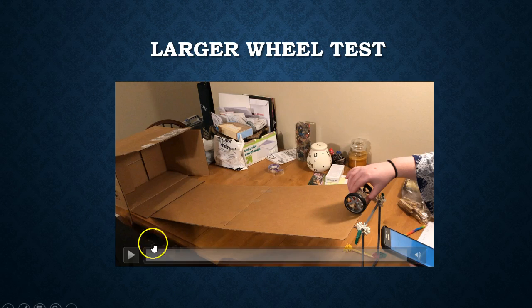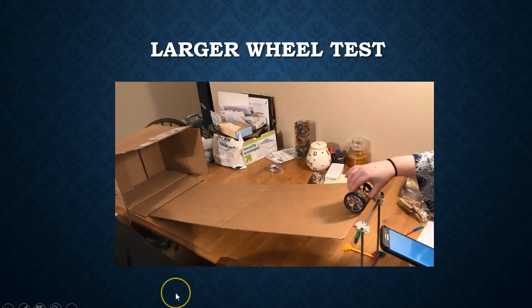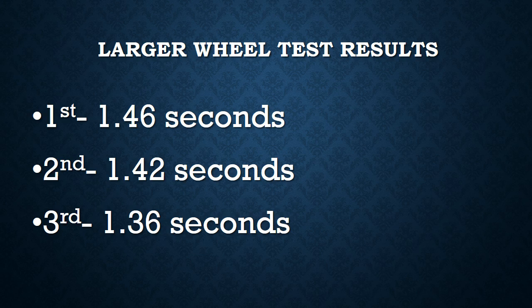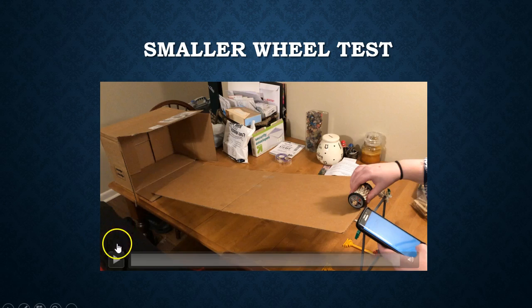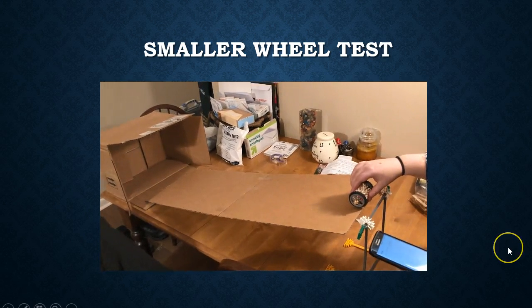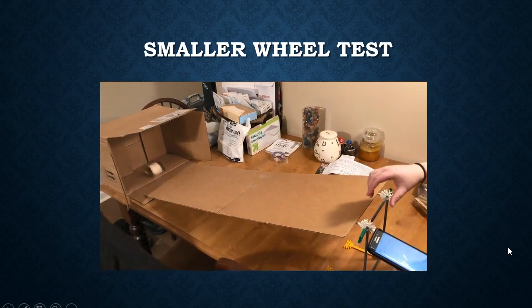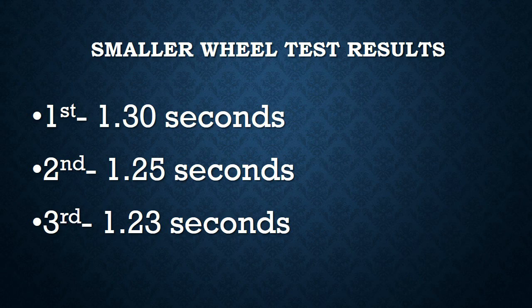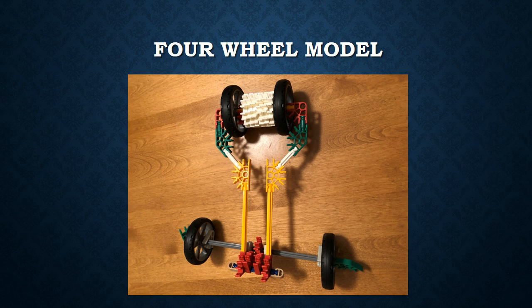So here is the large wheel test. I did test it 3 times, but I only recorded once. Here was the data, the test results. Here is the smaller wheel test. And then again, I did test this one 3 times as well. So here's the data from that. And then I only did car models with 2 wheels, but you could also do it with 4 wheels. So this is the model of what a 4-wheel system would look like.